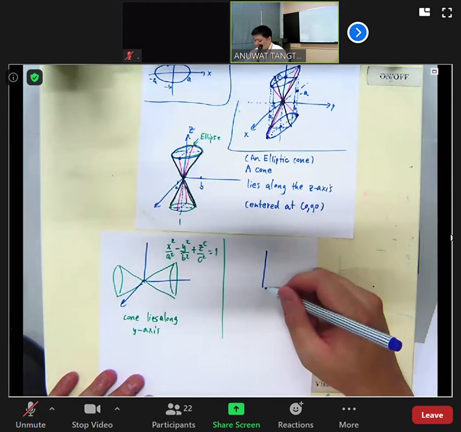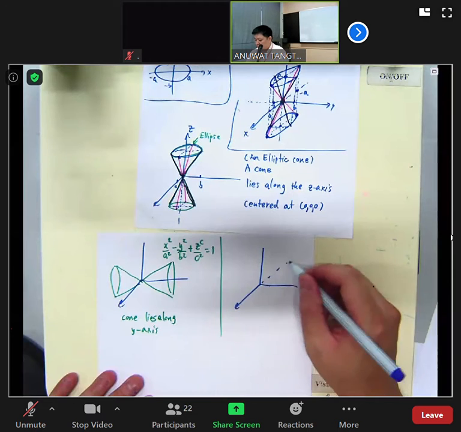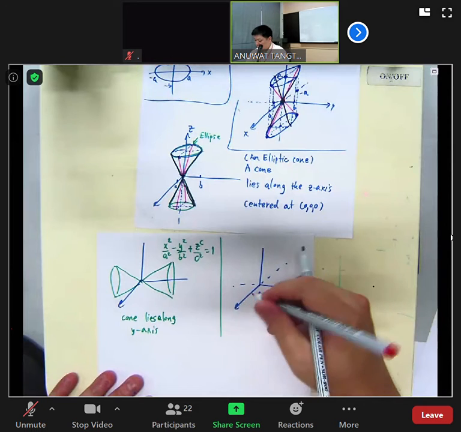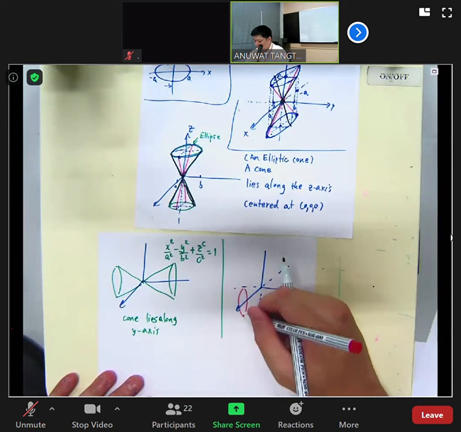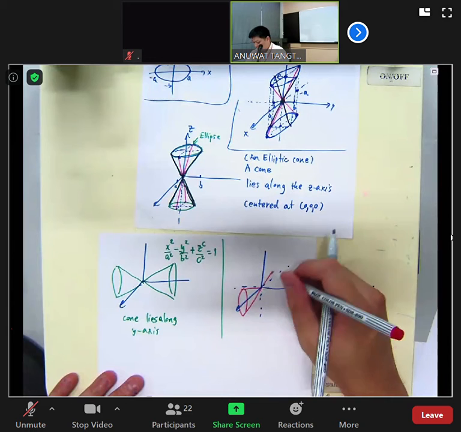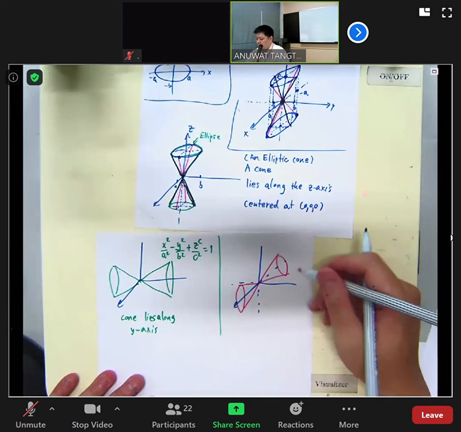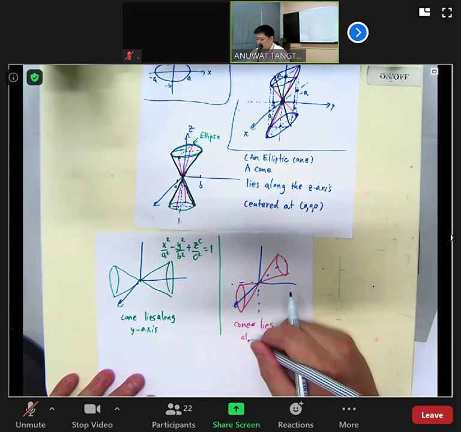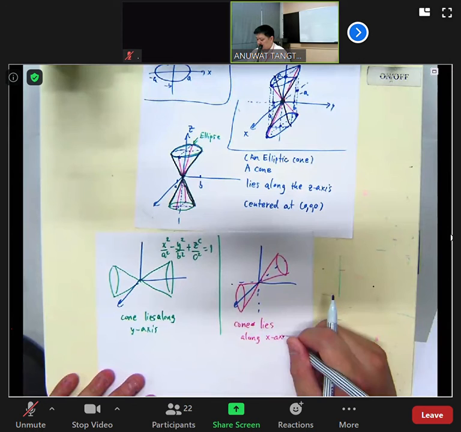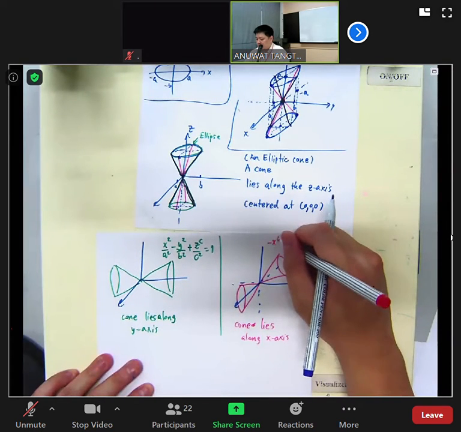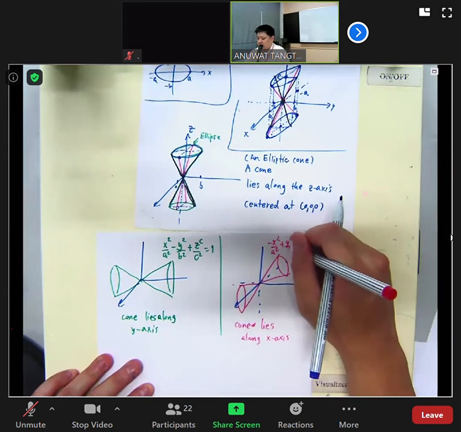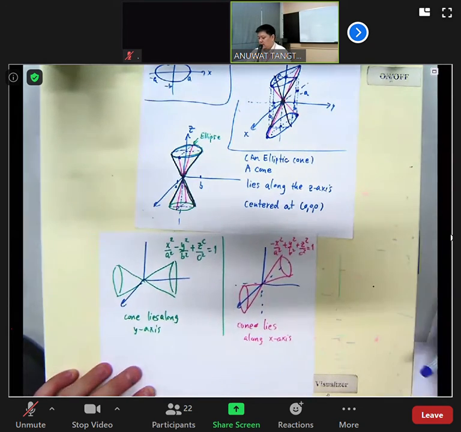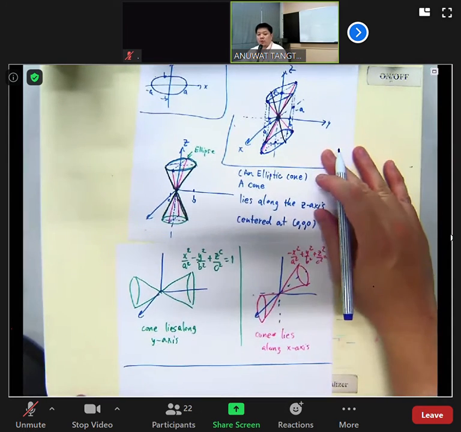And for another one lying along the x-axis, we can also have this. So this is the cone that lies along the x-axis, and the equation would be minus x squared over a squared plus y squared over b squared plus z squared over c squared equal to 1. This is another two cases of the cone.